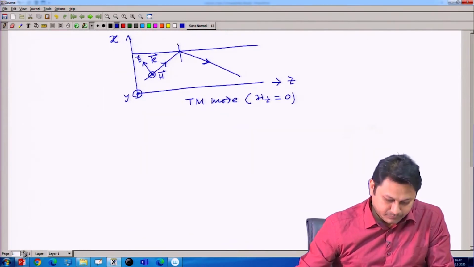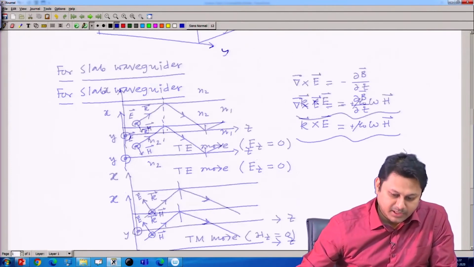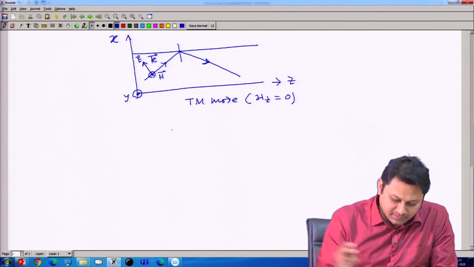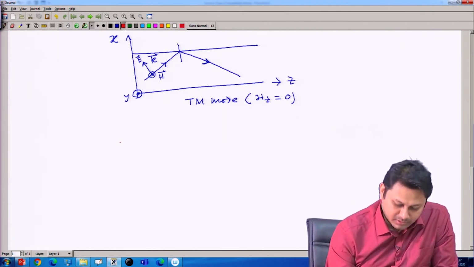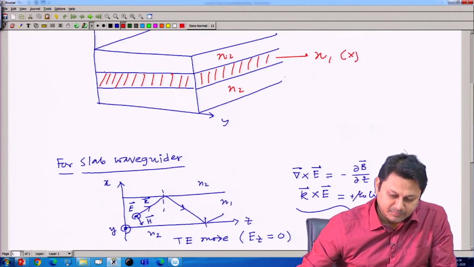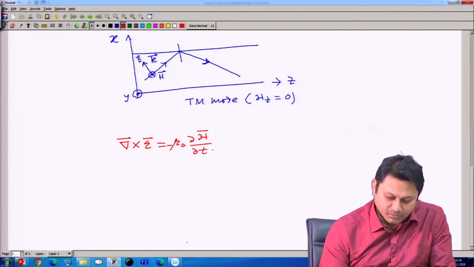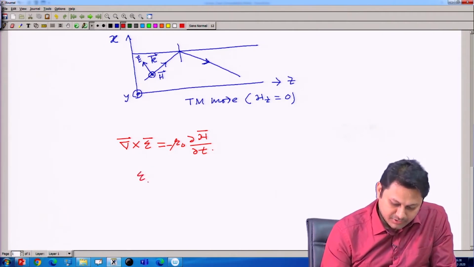So, first we calculate. What are the equations? Let me write down the equation. The first equation is curl cross E, let me write once again, curl cross E, first I want to execute this, is minus mu 0 del H del T. And Ej, the jth component of the E vector, we defined that in the last class. It is defined in this way.